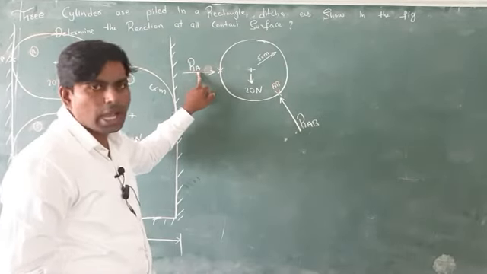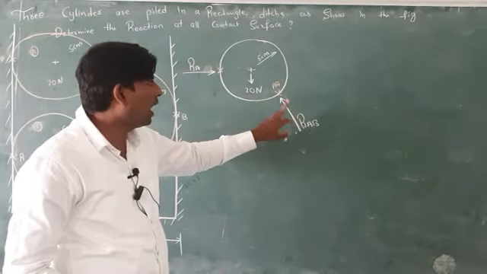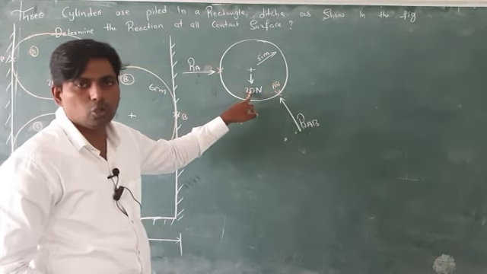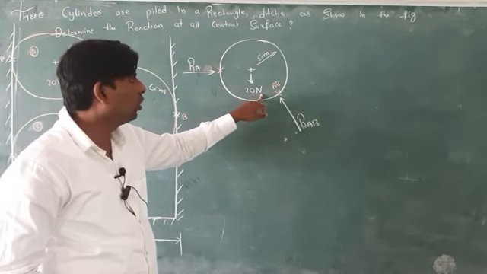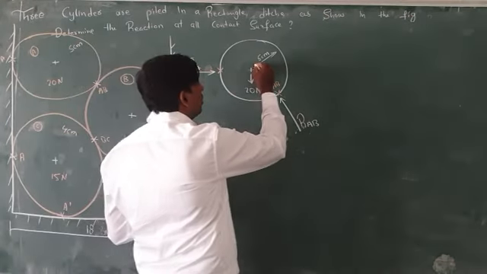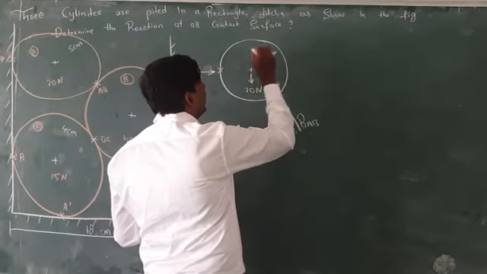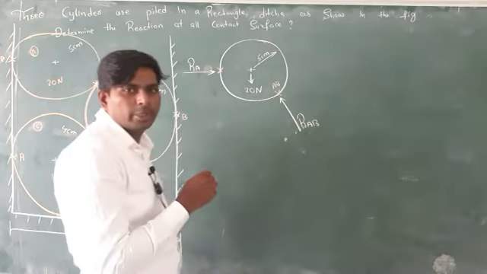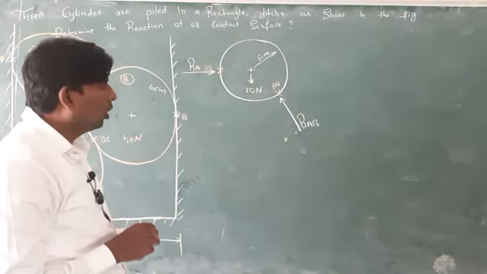This one is RA and this one is RAB, and here load is there. Load is equal to how much? 20 Newton. And here radius is there. Radius is equal to how much? From here to here, radius is equal to 5 centimeter. Now what do you have to do?